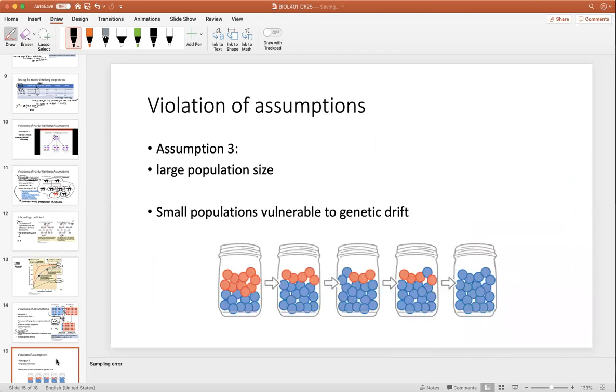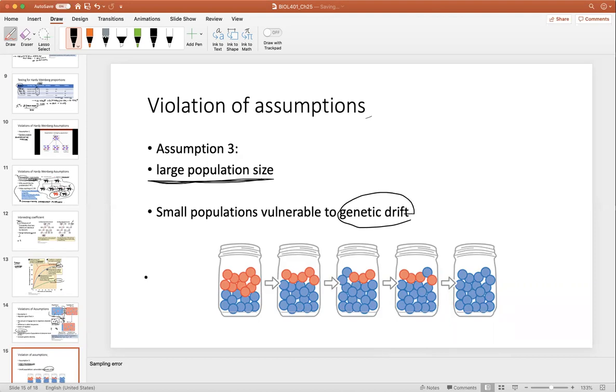Now, this one is one of the assumptions we make, and that would maybe be violated by a small university like us. When we're talking about Hardy-Weinberg equilibrium, we assume that we are drawing from a population that is quite large in size. Now, why is that important? Well, if you have a small population, you're vulnerable to something called genetic drift.